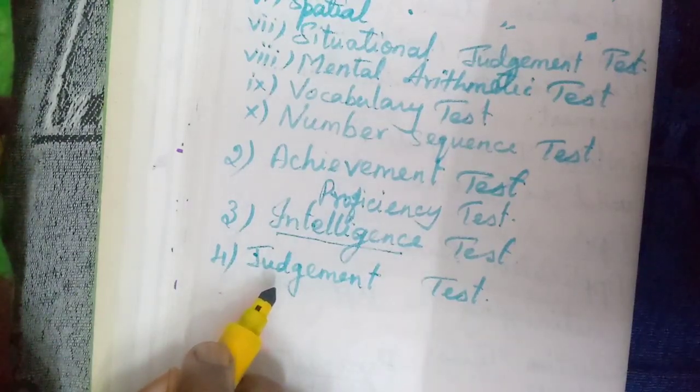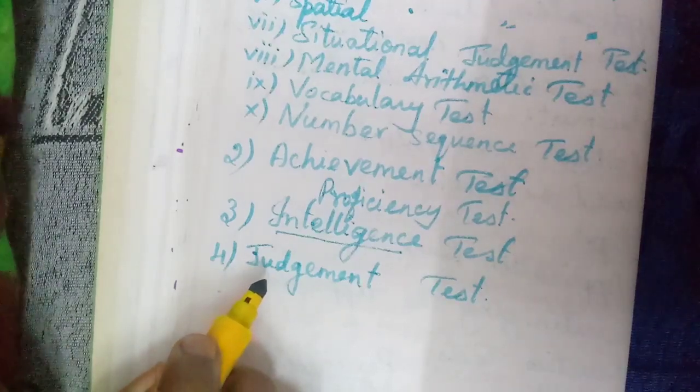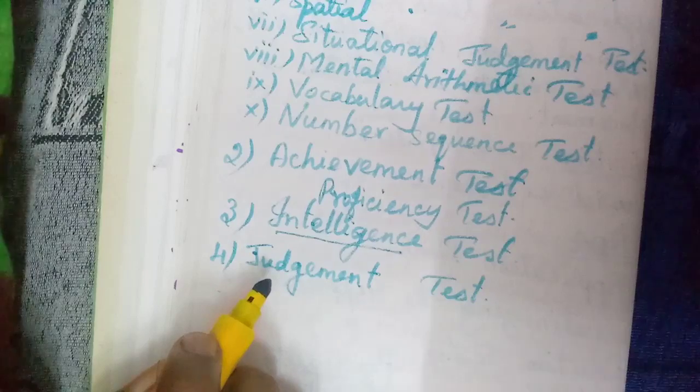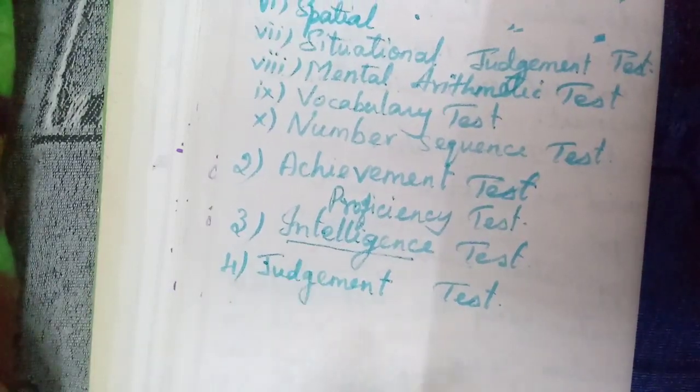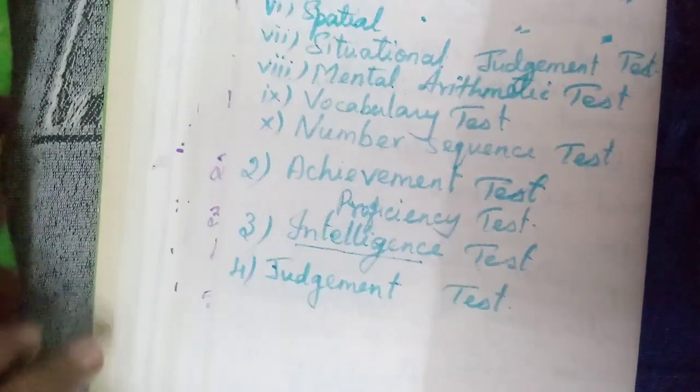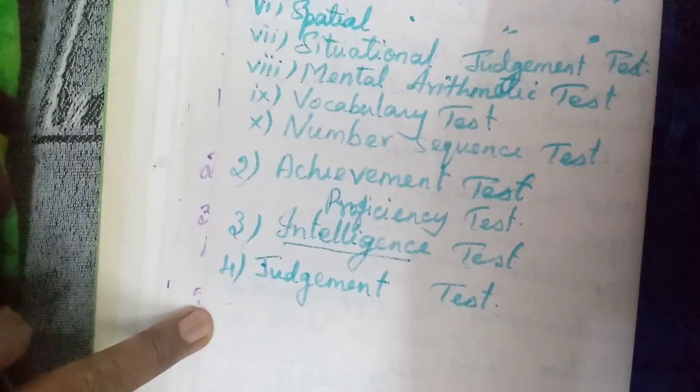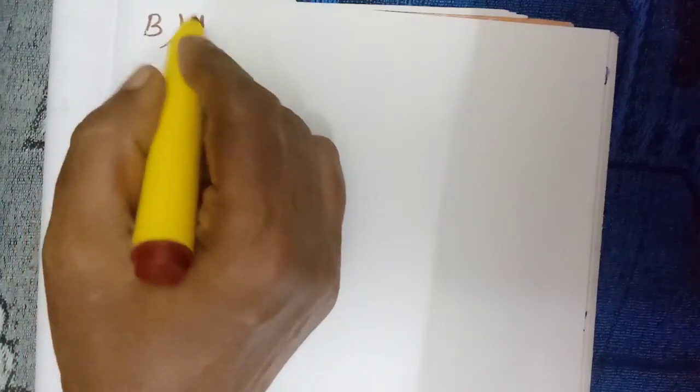I think you might have understood these four tests. The first type of test, the ability test. We have completed the ability test. Now we will learn the personality test.